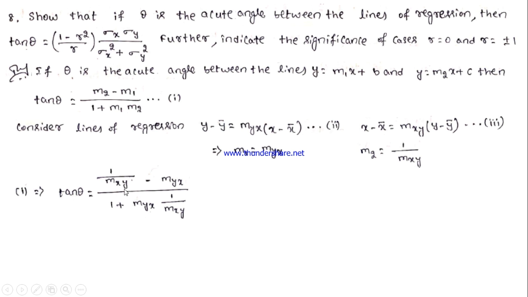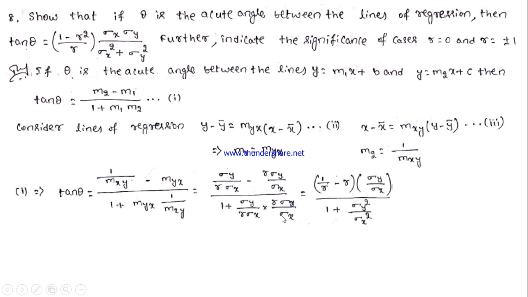Now substitute the values of mxy and myx. We get this expression. Here you can note sigma y by sigma x is common from the numerator. In the denominator, this r and r cancels. We will get sigma y square divided by sigma x square. So it is 1 by r minus r times sigma y by sigma x, and in the denominator 1 plus sigma y square by sigma x square.